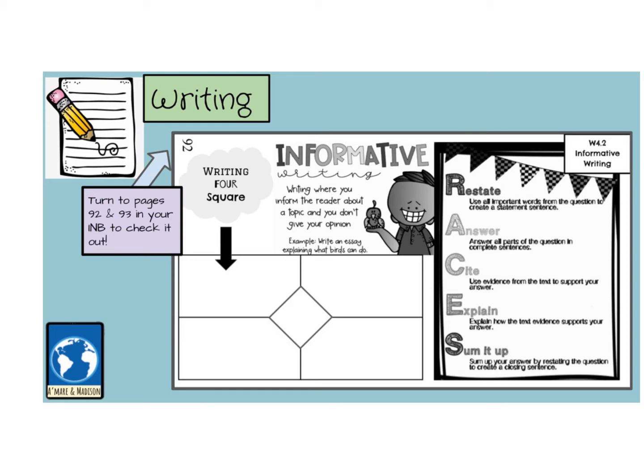About RACES writing. This is what growing writers use when they want to write to inform or to answer an informative question. Writing that informs is writing where you inform the reader about a topic and you don't give your opinion. For example, if you were asked to write an essay explaining what birds can do, this would be informative writing. So let's review what each letter of RACES stands for.